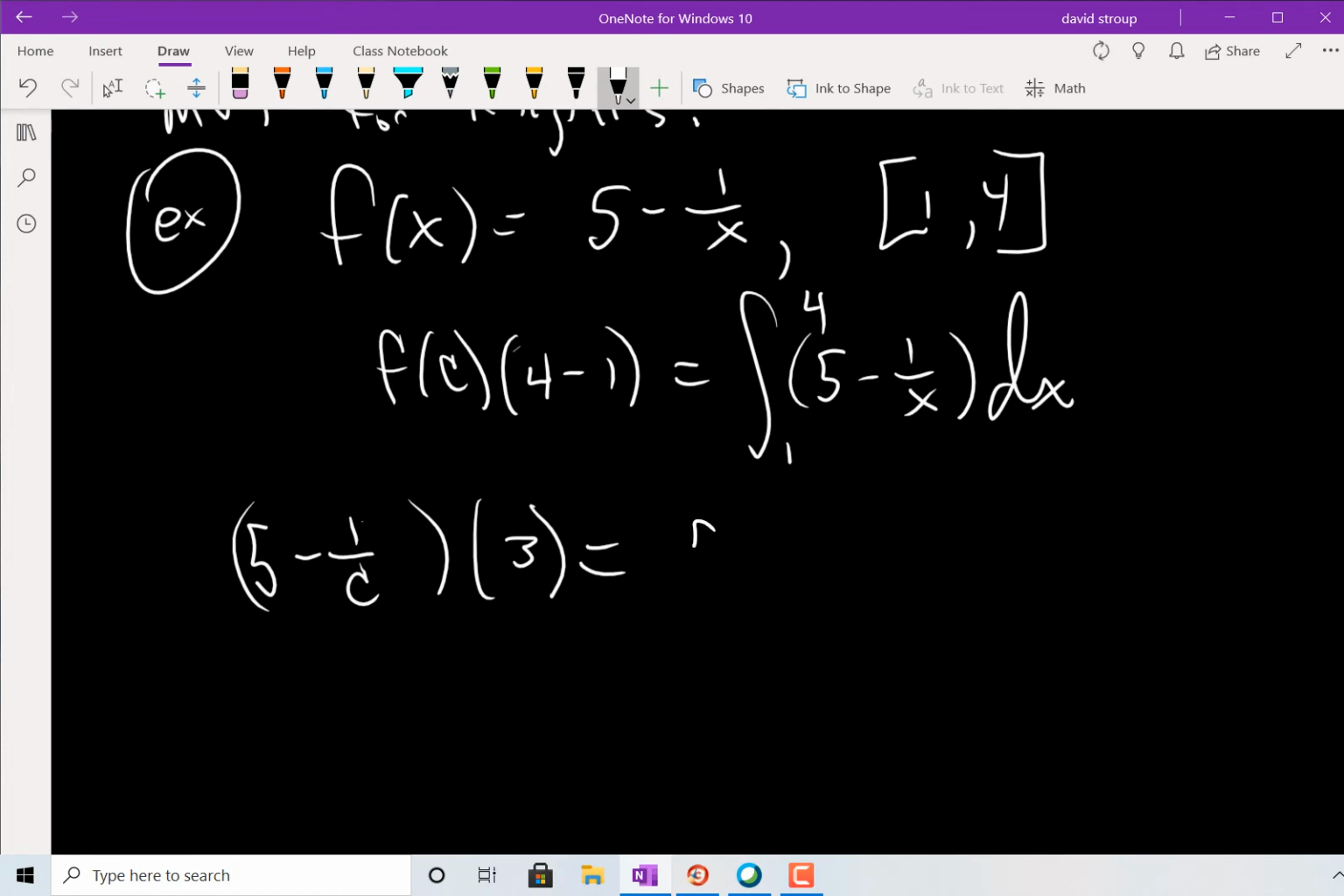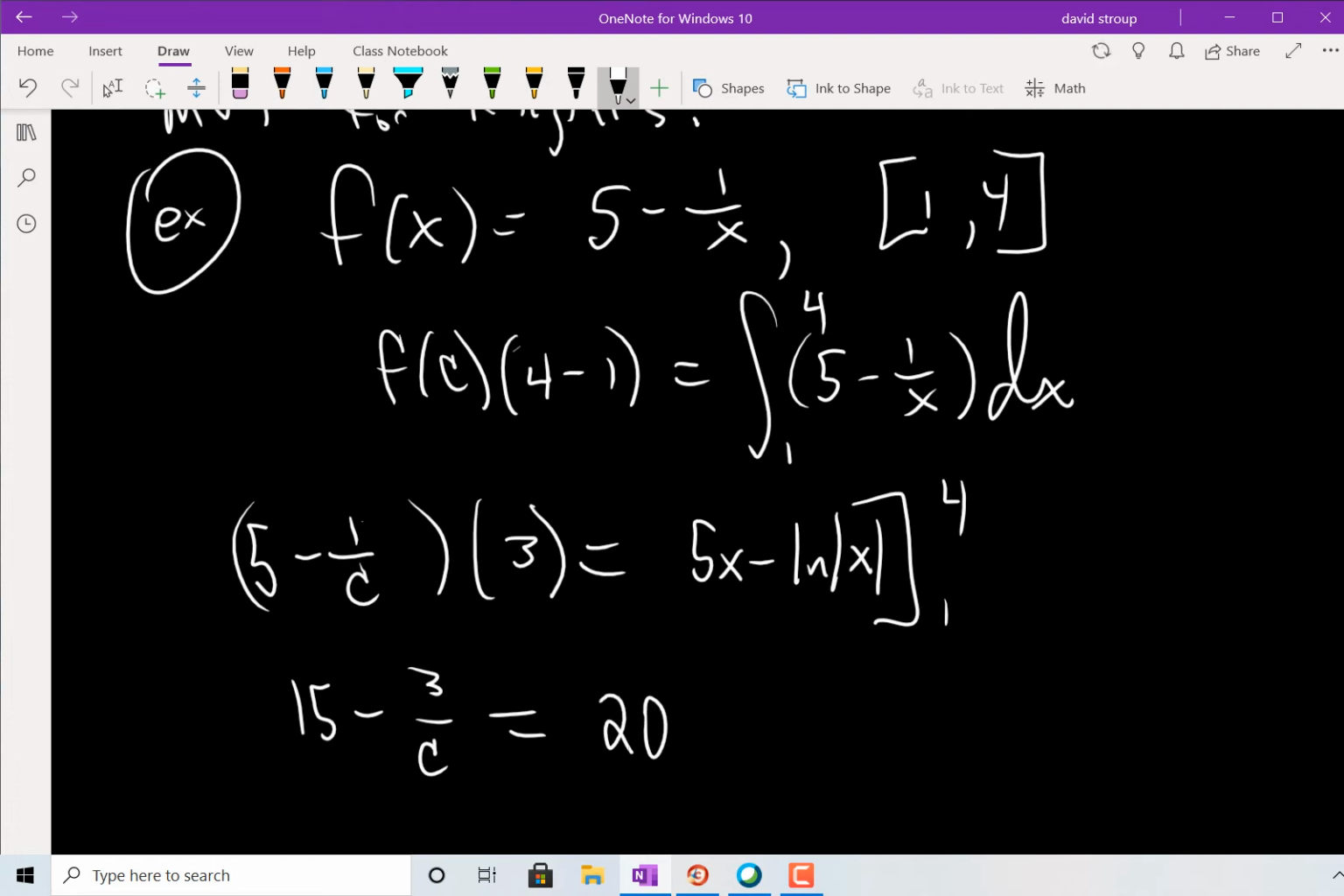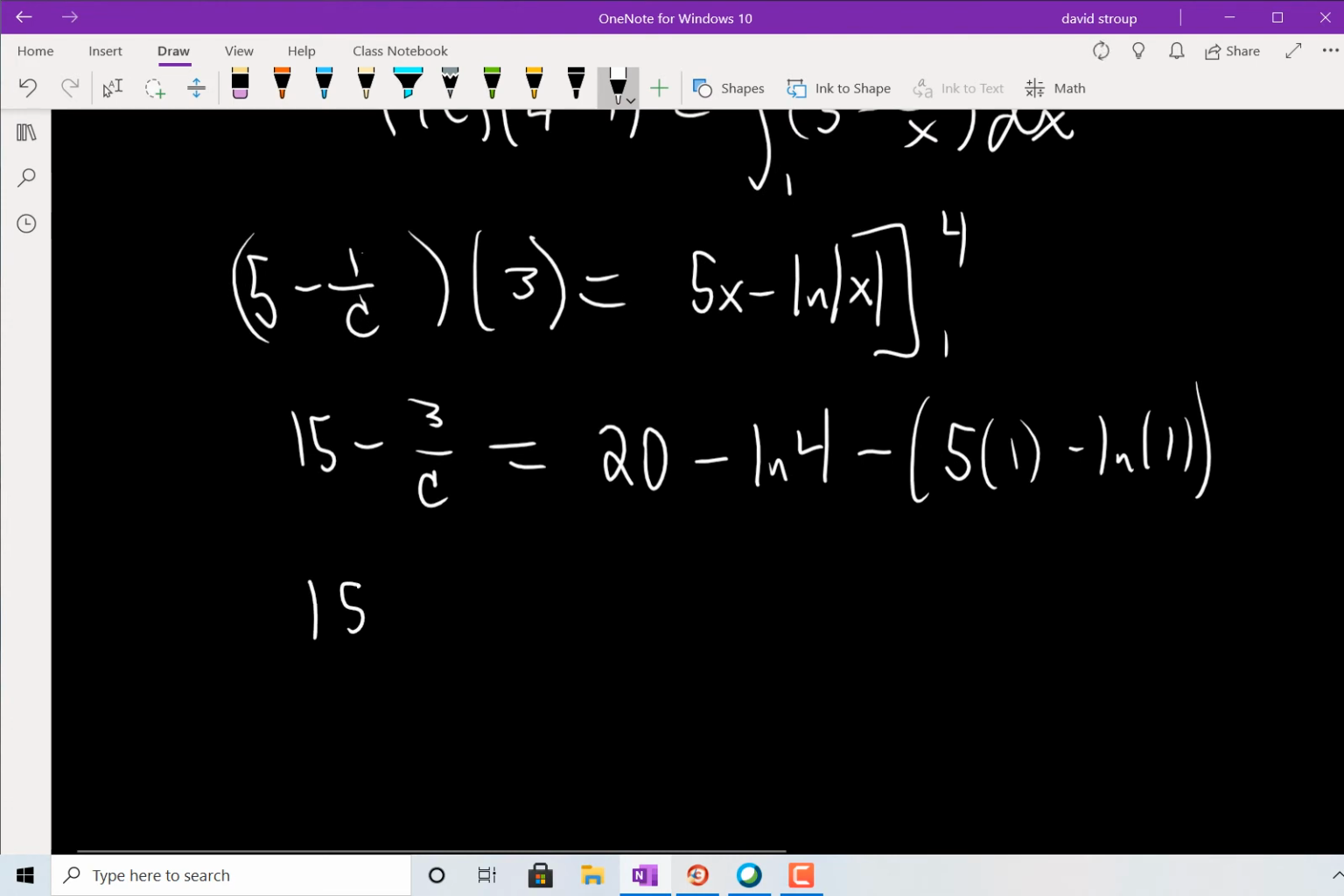On the other side, we have the integral, so it would be 5x minus the integral of 1 over x, which, if you remember, is ln absolute value of x, evaluated from 1 to 4. So here I have 15 minus 3 over c. On the other side, I have 20 minus ln 4, since the absolute value of 4 is just 4, minus 5 times 1 minus ln of 1, which of course is just 0. Then I have 15 minus 3 over c equals 15 minus ln 4.